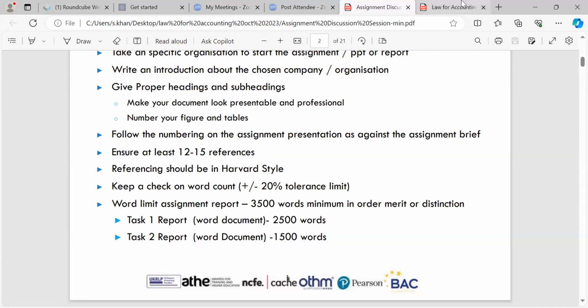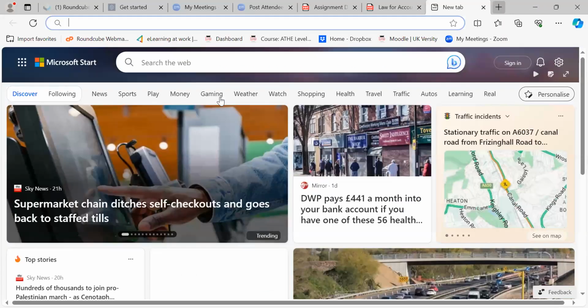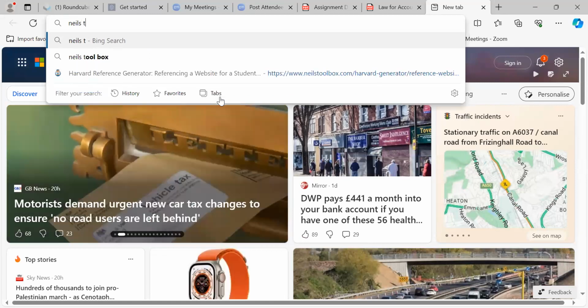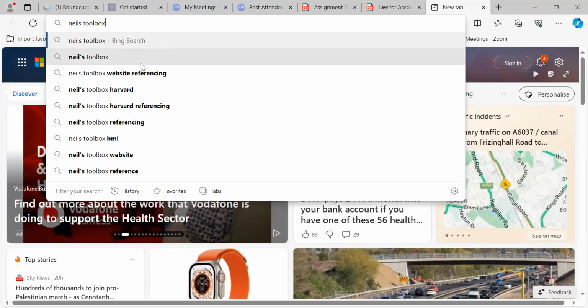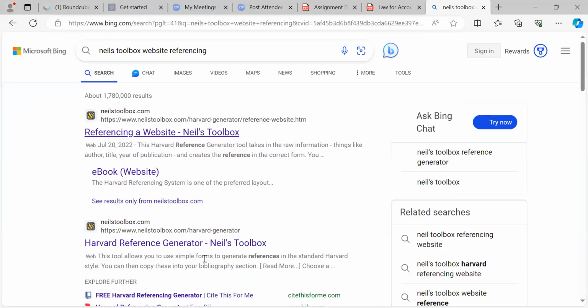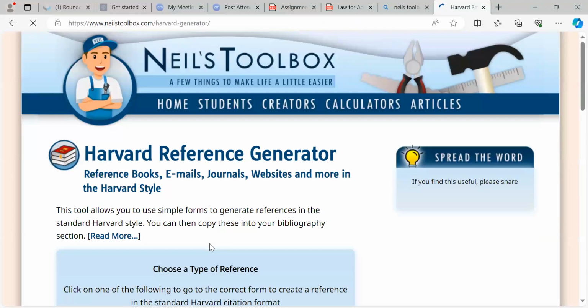The other thing I can show you on here that I use for my students, which might help you, is something called Neil's Toolbox. Can you see this? Yep. Right, so if you go onto this, it's called Neil's Toolbox, and it's really, really good because it generates everything for you, okay? And my students use it for their assignments.